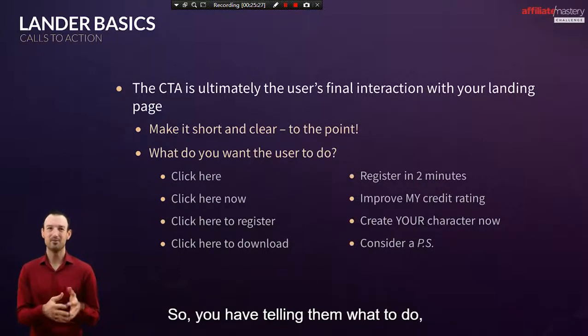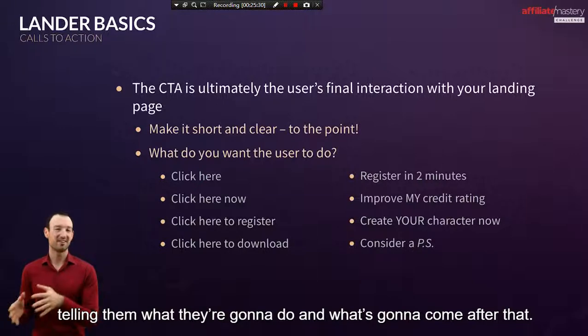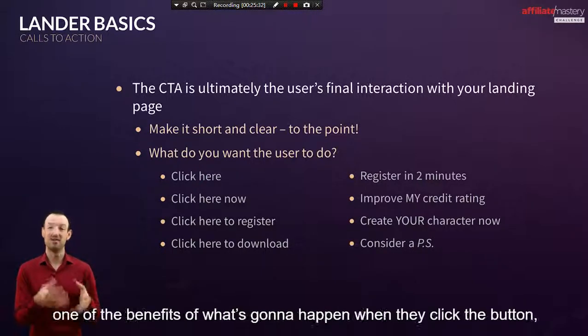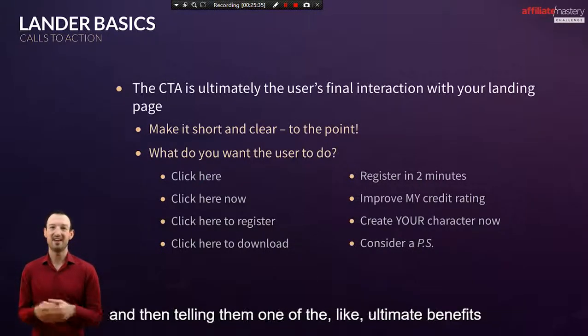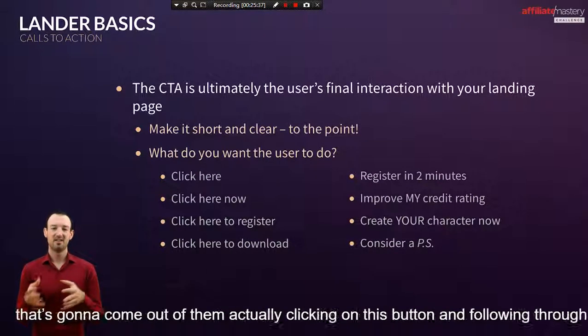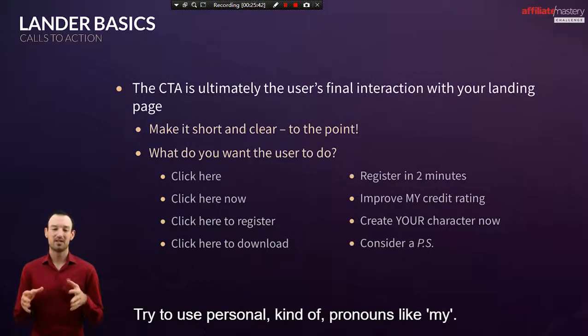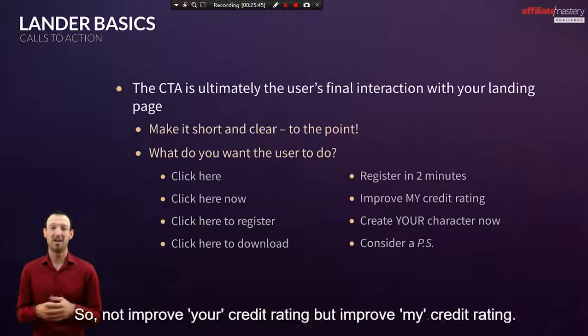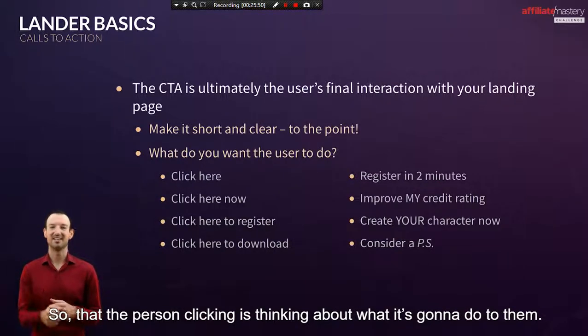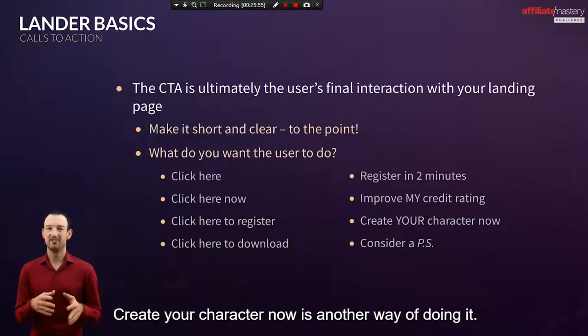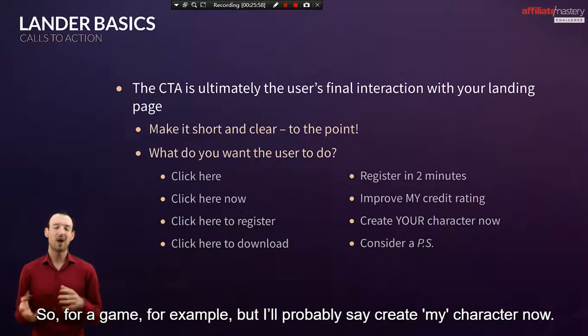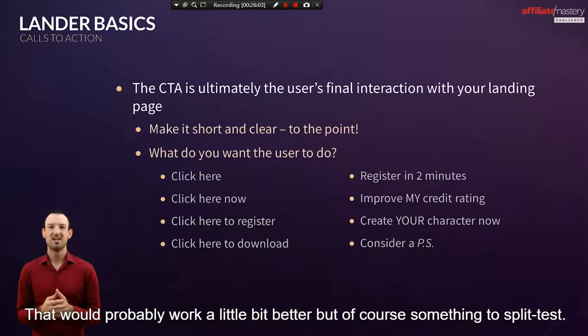So you have telling them what to do, telling them what they're going to do and what's going to come after that, telling them one of the benefits of what's going to happen when they click the button, and then telling them one of the ultimate benefits that's going to come out of them actually clicking on this button and following through. Try to use personal pronouns like "my", so not "improve your credit rating", but "improve my credit rating", so that the person clicking it is thinking about what it's going to do for them. "Create your character now" is another way of doing it. So for a game, for example, but I would probably say "create my character now". That would probably work a little bit better, but of course, something to split test.